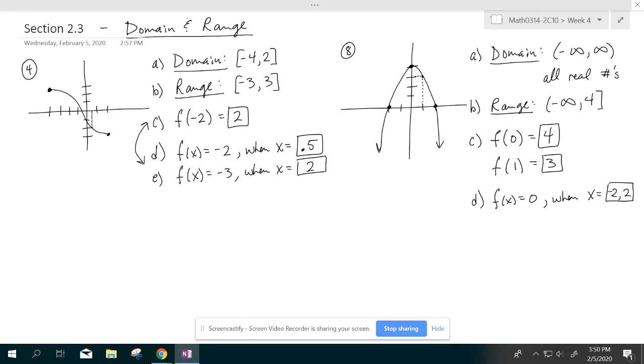Yeah, go ahead. Will this be on the test too? No. And the reason is because I've already done the test review. And so if you didn't see it yesterday, it won't be on the test.